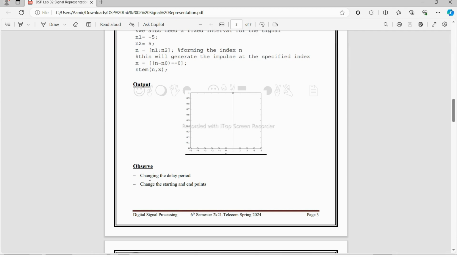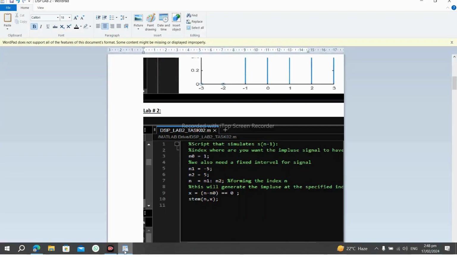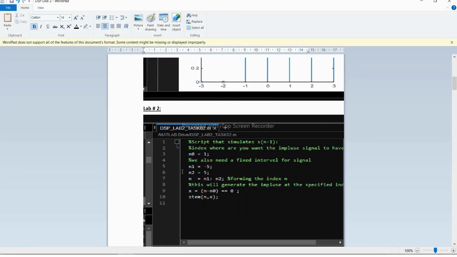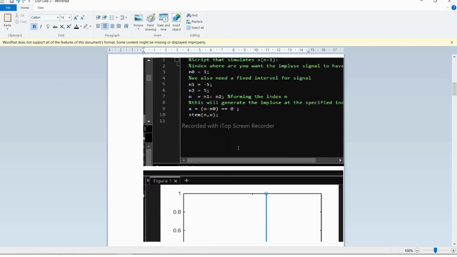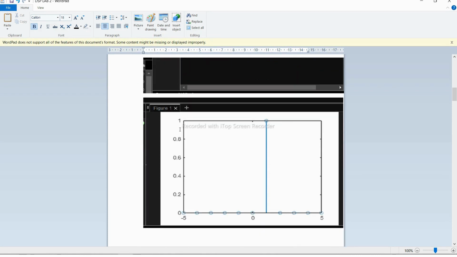We will observe the effect of changing the delay period and changing the starting and end points. I have already performed it in MATLAB, so I can show you. Here it is. This is the running procedure of the code, and this is the desired output.